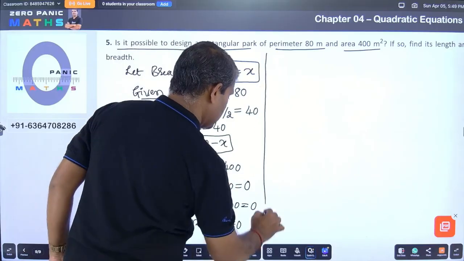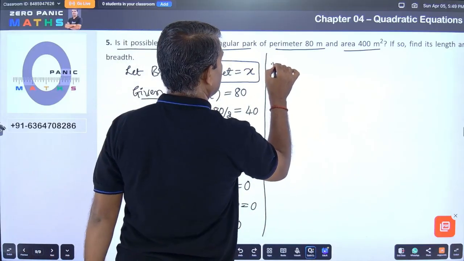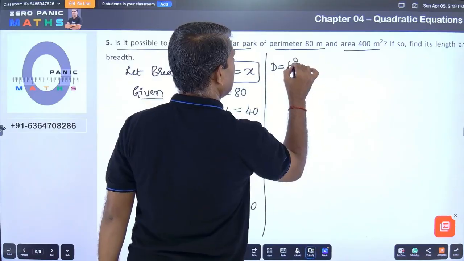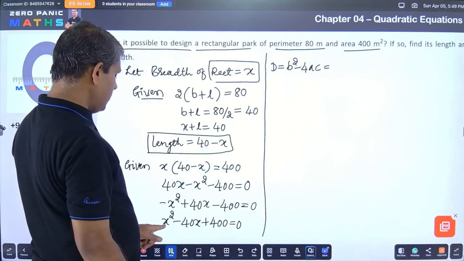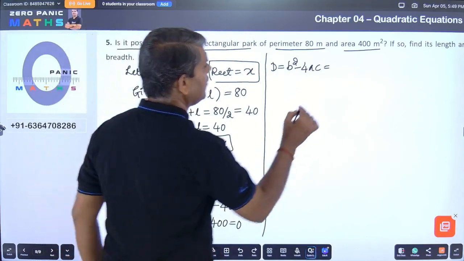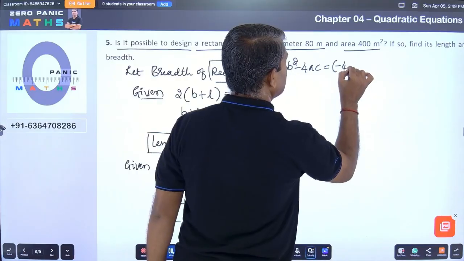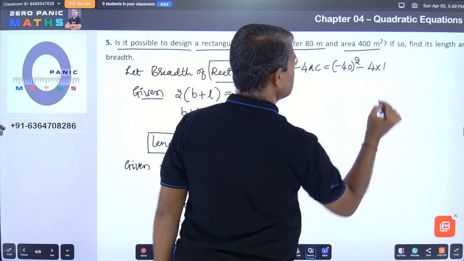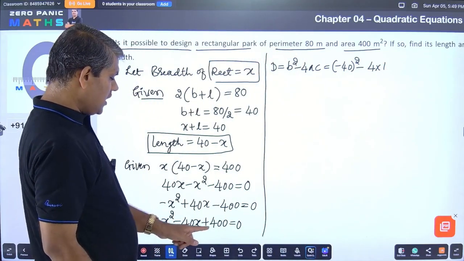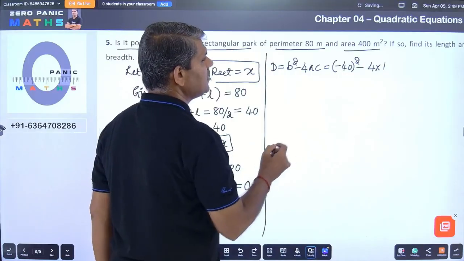Okay, now let us find out the discriminant. The discriminant is b square minus 4ac. What is b here? b is minus 40, right? b square is minus 40 square, minus 4. a is 1. You can see that a is 1 and c is 400.